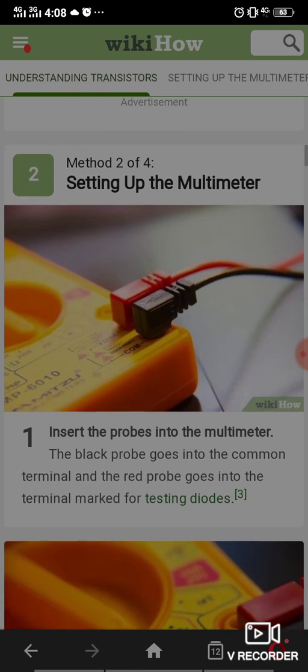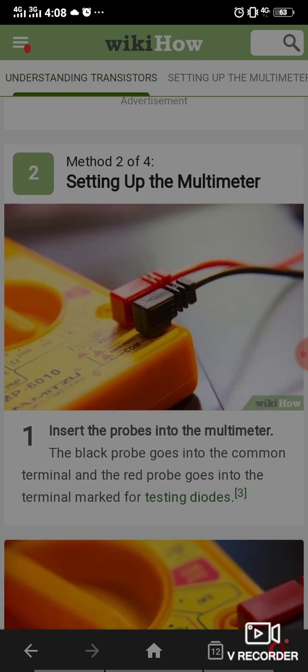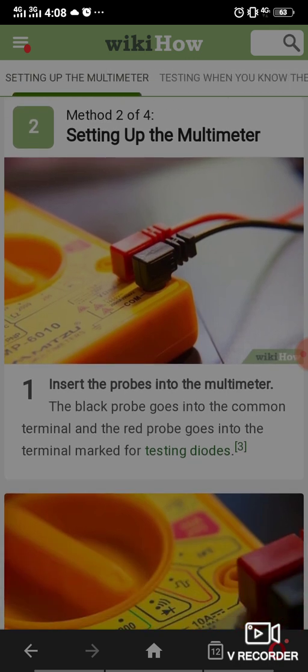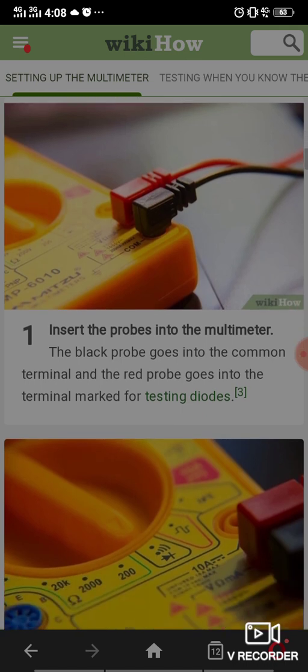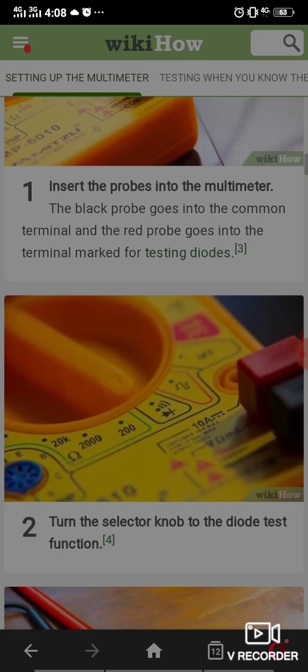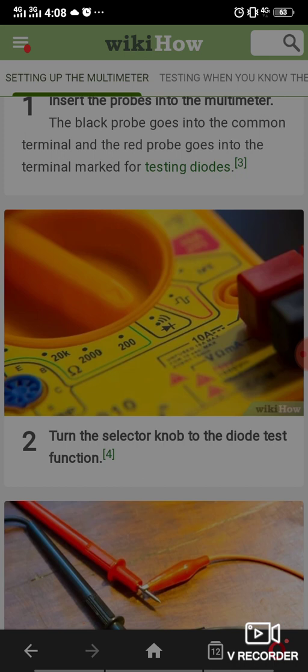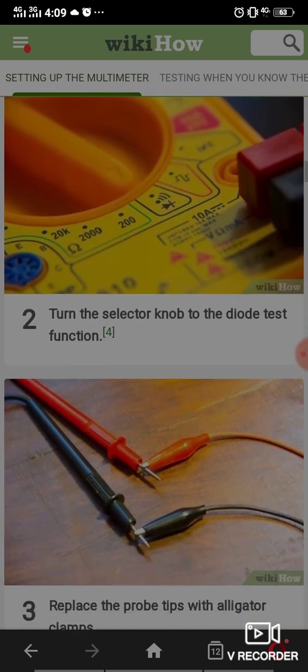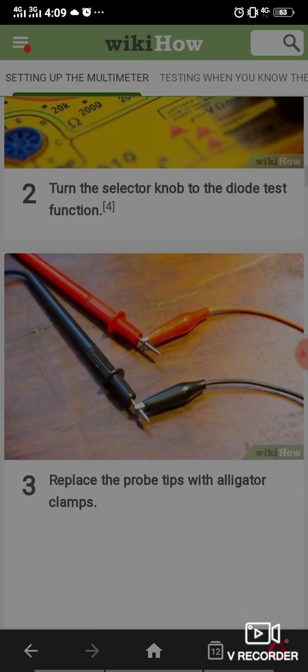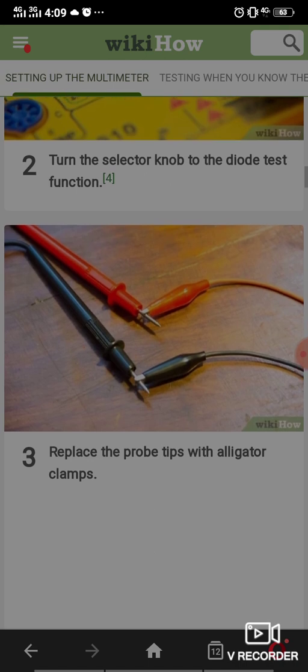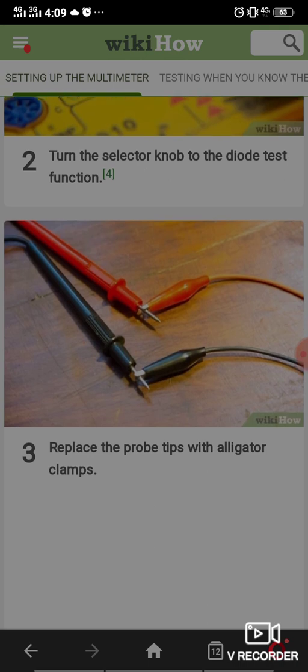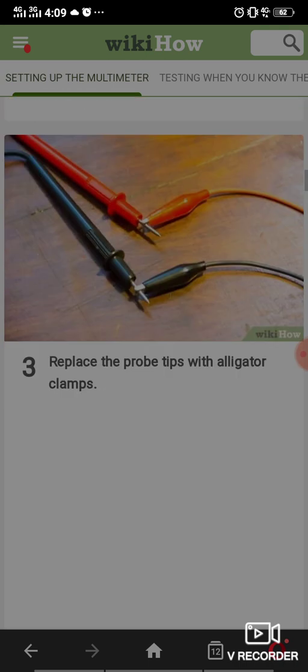So insert the probes into the multimeter. The black probe goes into the common terminal and the red probe goes into the terminal marked for testing. Turn the selector knob to the diode test function. Then replace the probe tip with an alligator clamp.